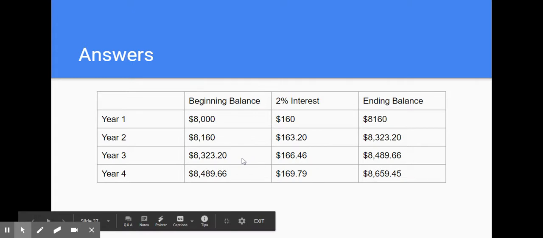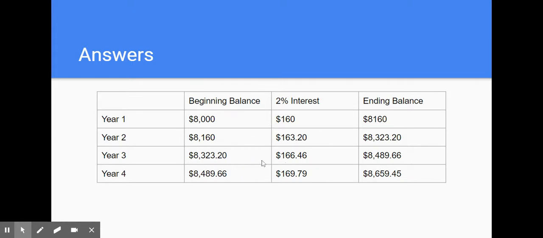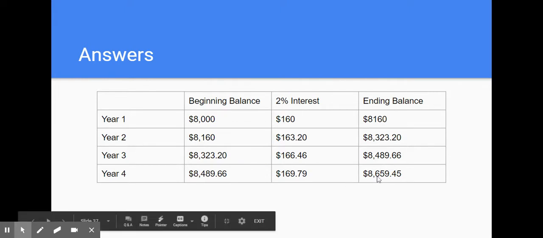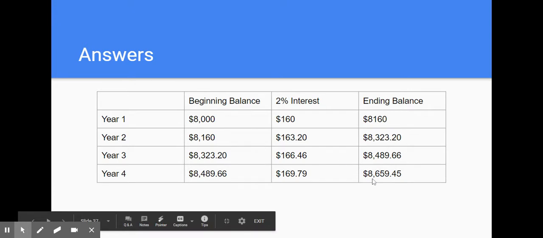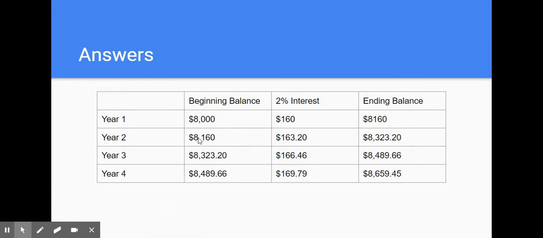It's just like rinse and repeat for year 3 and year 4. You're just multiplying the beginning balance in the year times the 2% interest rate. So with compound interest, this person has made $659 in interest throughout the 4-year term.